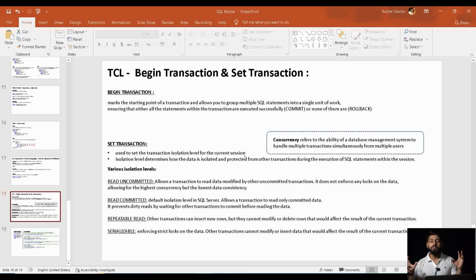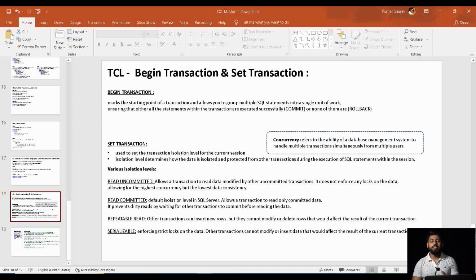end up with some conflict. That means if this user is modifying the same data and the second one is also modifying the same data, it will definitely end up with a conflict. This scenario should not happen. To deal with this, or to come up with a solution for it, we have set transaction.